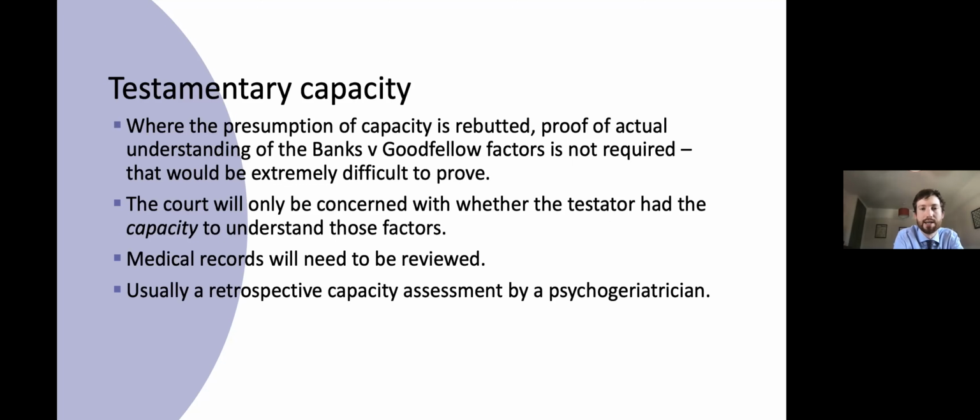Usually there'll be a retrospective capacity assessment done by an expert, a psychogeriatrician, who can interpret the medical records and give an opinion on whether they think the testator had capacity at the time the will was made.